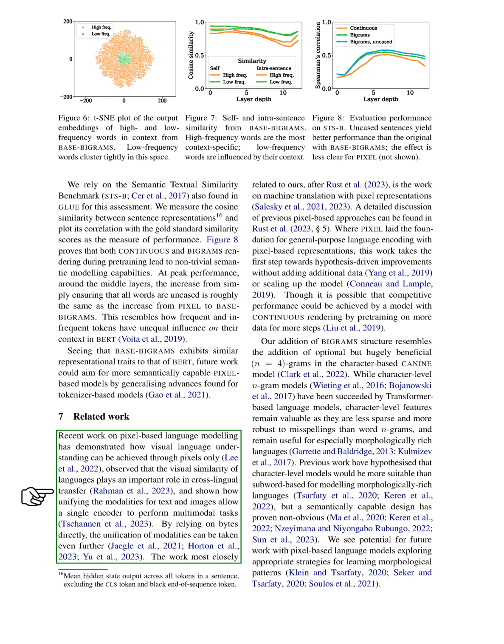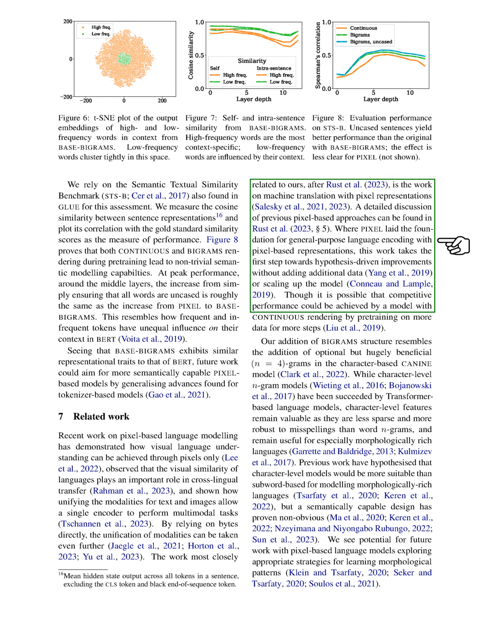Recent studies on pixel-based language modeling have shown how visual language understanding can be achieved solely through pixels. They've also highlighted the importance of visual similarity in languages for cross-lingual transfer and demonstrated how combining text and image modalities allows a single encoder to perform multimodal tasks. By directly using bytes, we can further unify these modalities. Our work is closely related to previous studies on machine translation with pixel representations. We've built on the foundation laid by PIXEL for general-purpose language encoding with pixel-based representations.